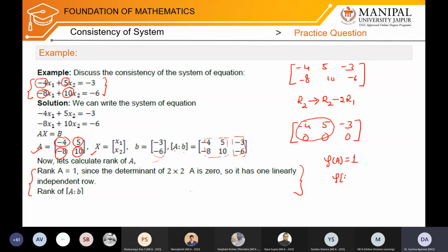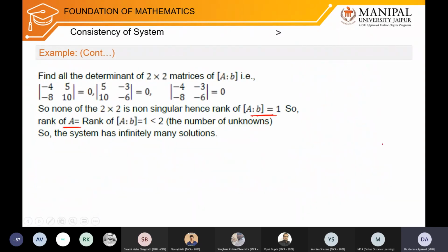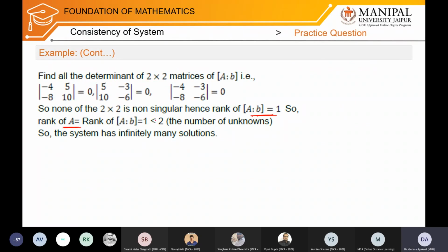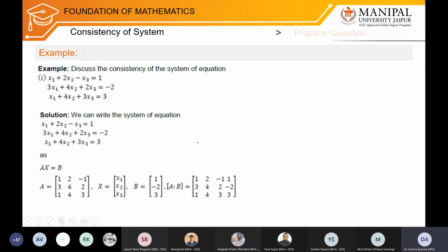And rank of augment matrix is also 1 by using all the elements. We can say that rank of augment matrix is 1, right? But number of unknowns is 2. So the system has infinitely many solutions. Clear?